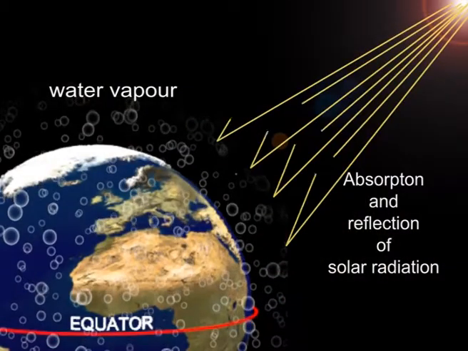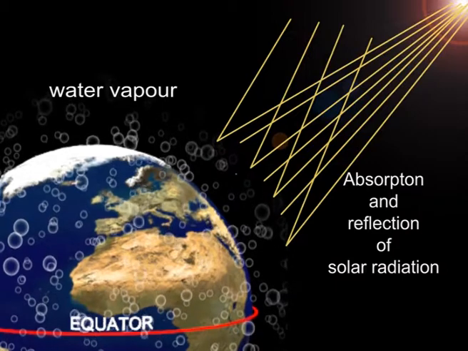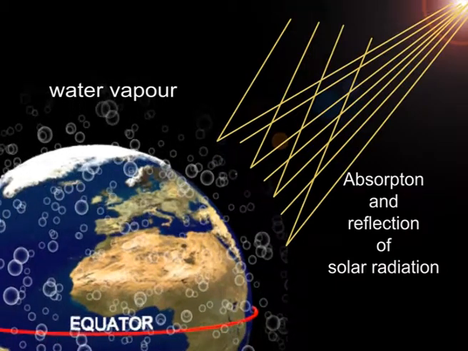Water vapor. This is also referred to as moisture. Water vapor contains a total of 1% of the total gas found in the atmosphere. It is very essential for cloud formation and precipitation. It helps in absorption and reflection of the incoming radiation.